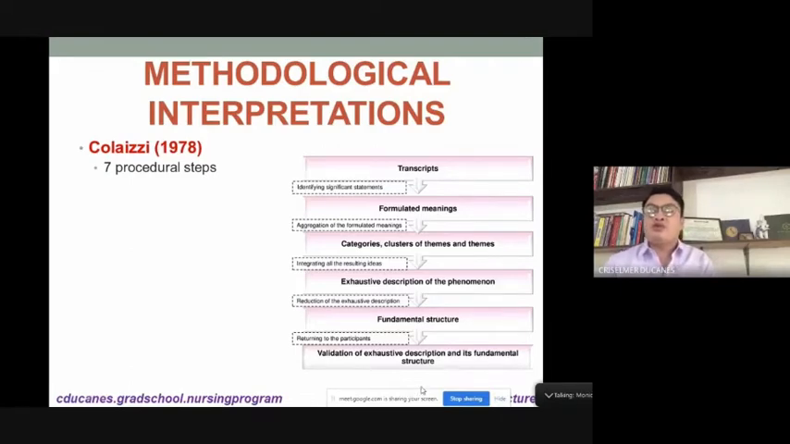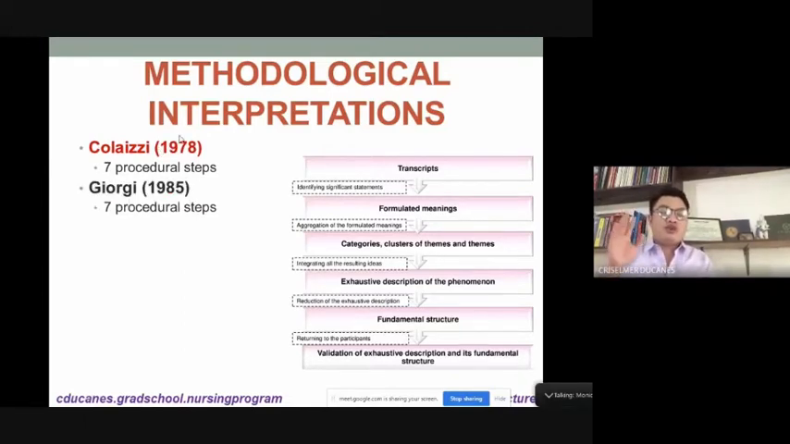If there is a problem or they do not agree with your findings and results, you have to revise it. You go through the process again, in case you misinterpreted something. So that's how you do your Colaizzi phenomenological data analysis.